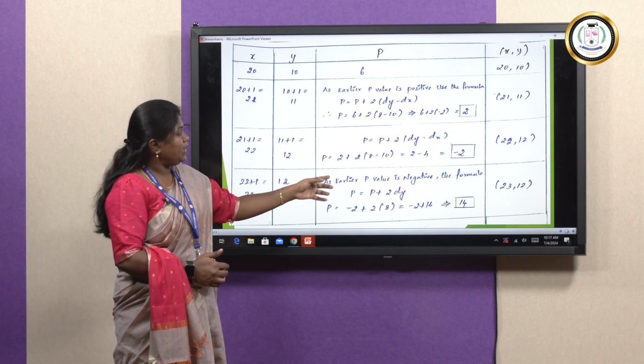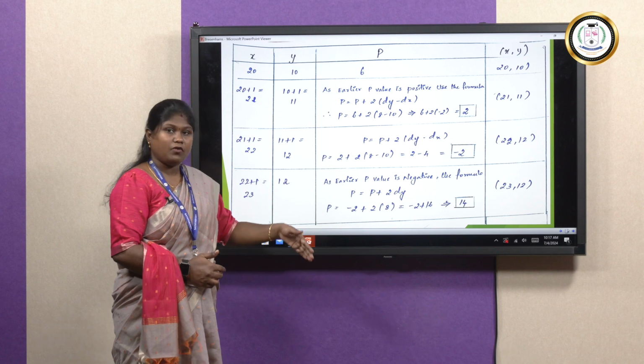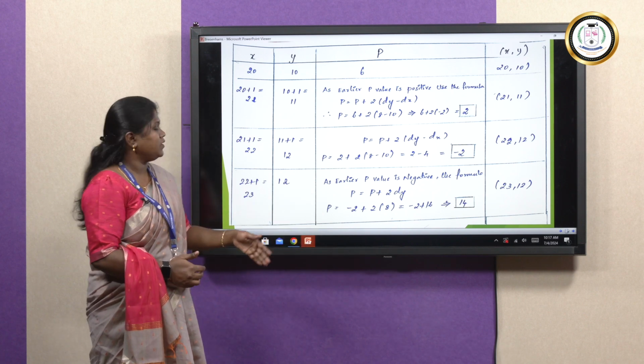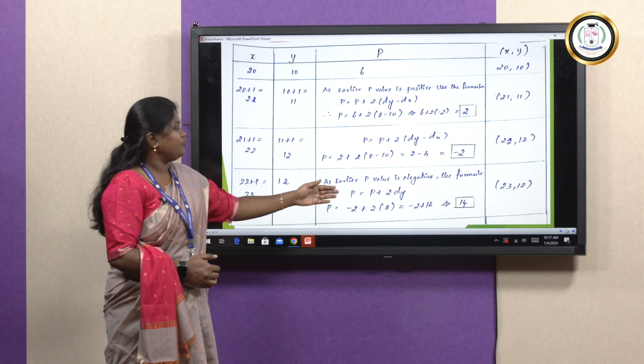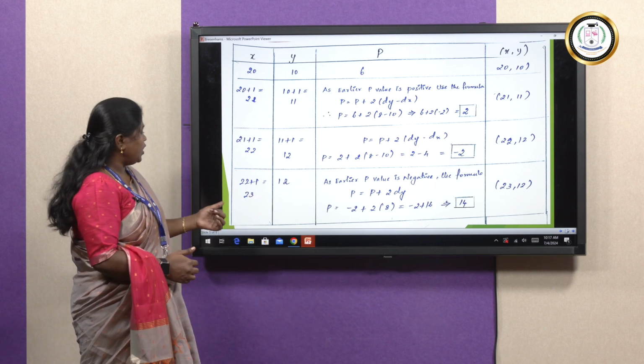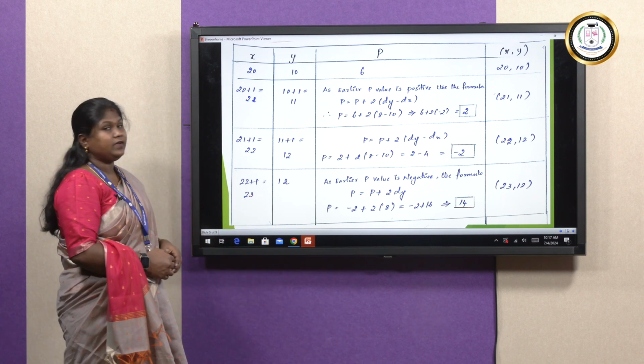So as the earlier p-value is negative, now we will be using the other formula to get the next decision parameter. So now the formula is p is equal to p plus 2 dy. So the earlier p-value is minus 2, so that has been substituted here. So minus 2 plus 2 into 8, which is dy value. So we have got the p-value as 14. So now the next coordinate is 23, 12.